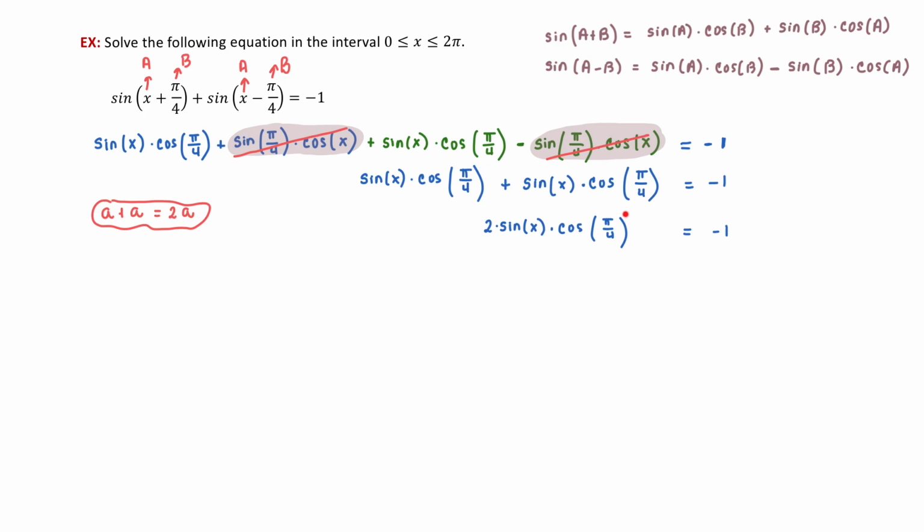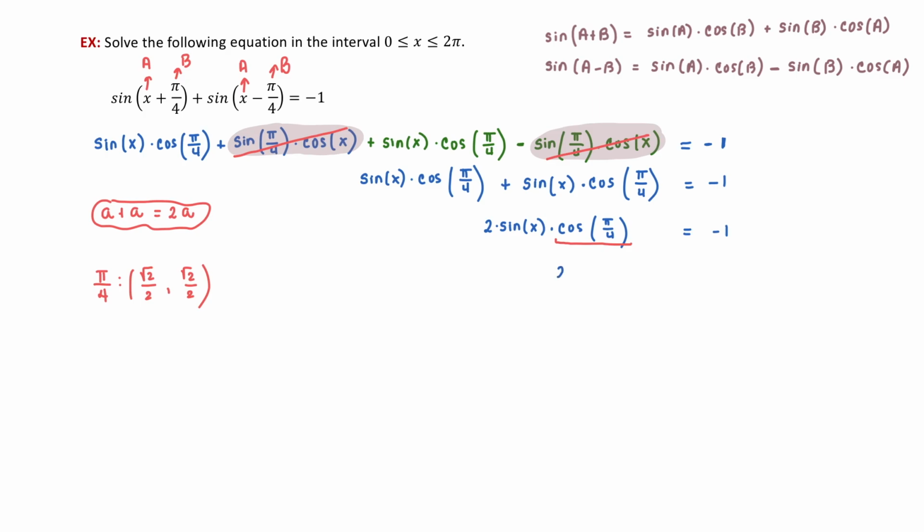Much better. Now what we have to do is to evaluate cosine of pi over 4. Well, I want you to remember that pi over 4 is a special angle in the unit circle with coordinates √2 over 2, comma √2 over 2. And also remember that cosine corresponds to the x value of these coordinates. So then that means that I can go ahead and replace all of these over here with √2 over 2.